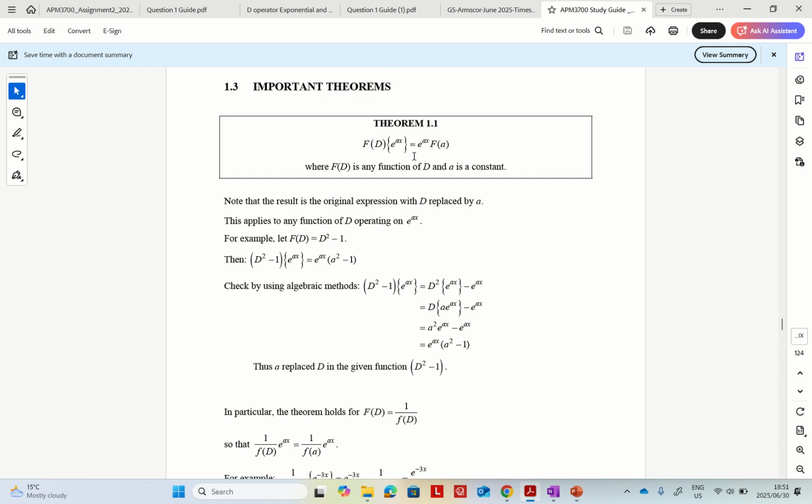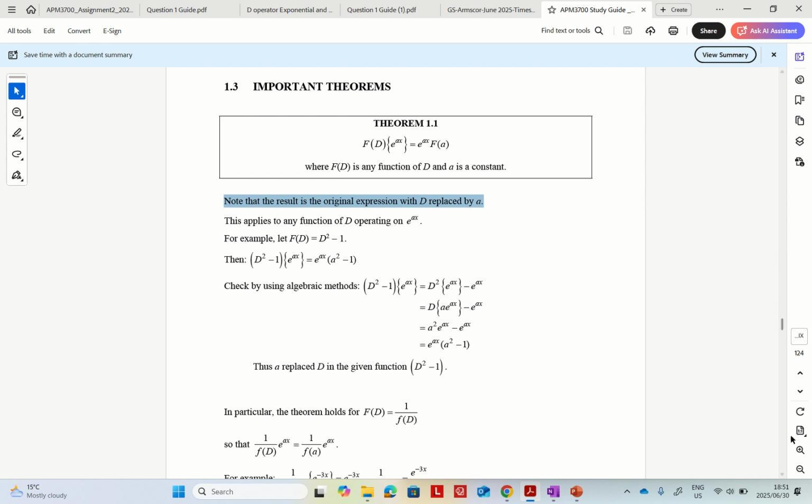Okay, so this is the theorem that I'm using, guys. Theorem 1.1. As you can see, you don't need to master what theorem this is. It says e to the power ax, where f of d is any function of d, and a is a constant. I know it confuses a lot of people. So that a there is equal to d, basically, in simple terms. A is equal to d, to make it simple for you.